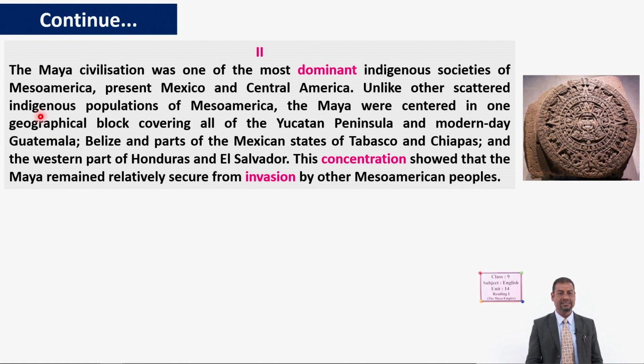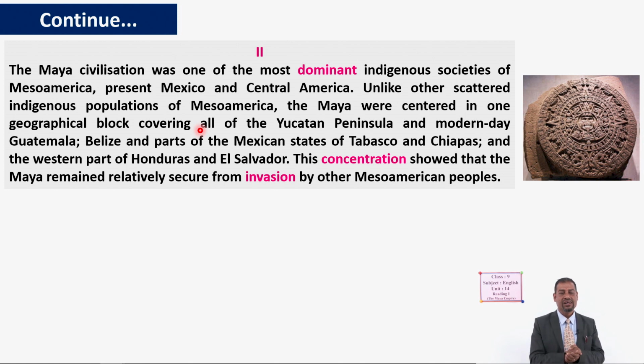Unlike other scattered indigenous populations of Mesoamerica, the Maya were centered in one geographical block covering all of the Yucatan Peninsula and modern-day Guatemala, Belize, and parts of the Mexican states of Tabasco and Chiapas, and the western part of Honduras and El Salvador. This concentration showed that the Maya remained relatively secure from invasion by other Mesoamerican peoples. Okay, I hope you might have got some information from this paragraph.